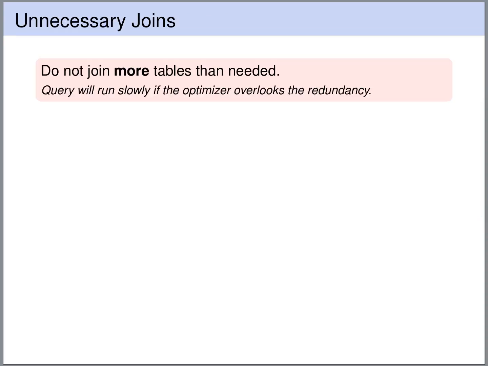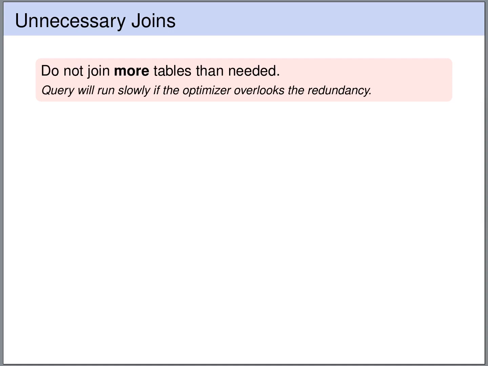When deciding what tables to query and how to join them, you should in general not query more tables than necessary. Usually the query optimizer eliminates redundancies, but there is a risk that the query optimizer overlooks the redundancy, and then when querying additional tables, your query can be significantly slower.